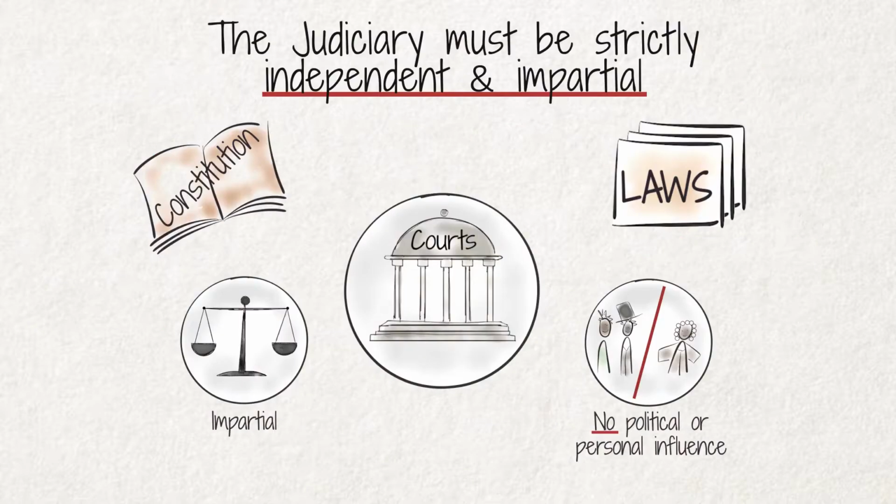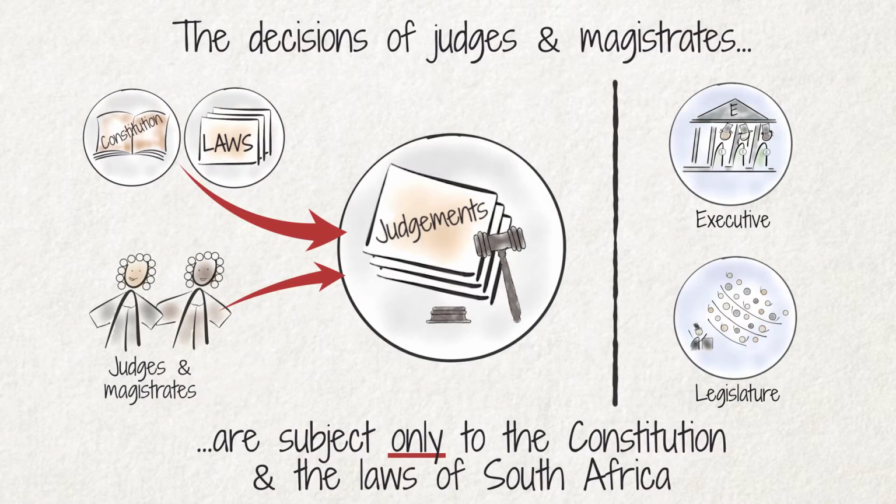To fulfill its role, the judiciary must be strictly independent and impartial. Judges cannot promote the interests of a political party or an individual. The decisions of judges and magistrates are subject only to the Constitution and the laws of South Africa. They cannot be interfered with by the executive or the legislature.